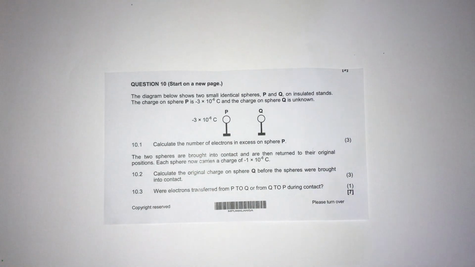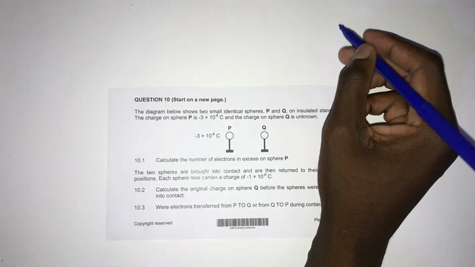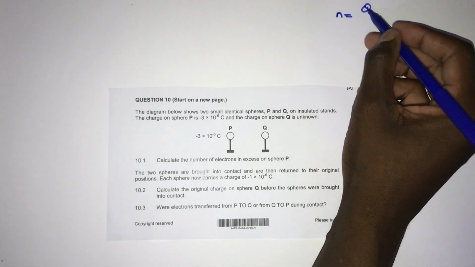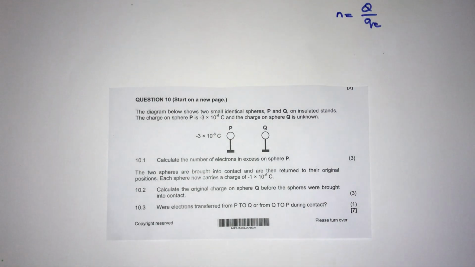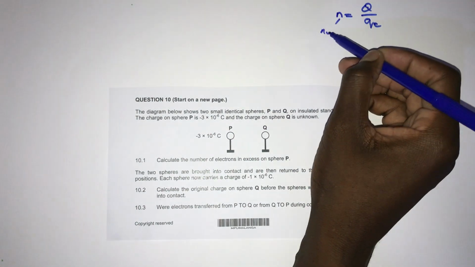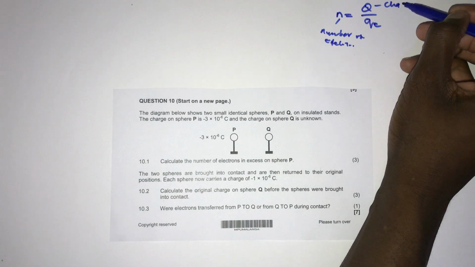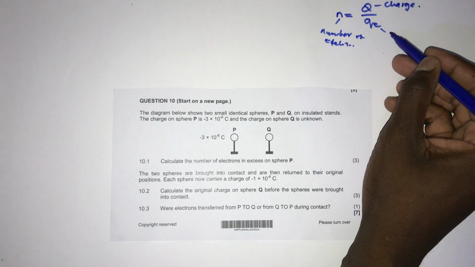In the previous video, we mentioned that as long as this electrostatics is from grade 10, there are only two formulas. The first formula says the number of electrons is equal to the charge all over the electron charge, or the charge on an electron. So this is the number of electrons, this is the charge, and this is the charge on the electron.